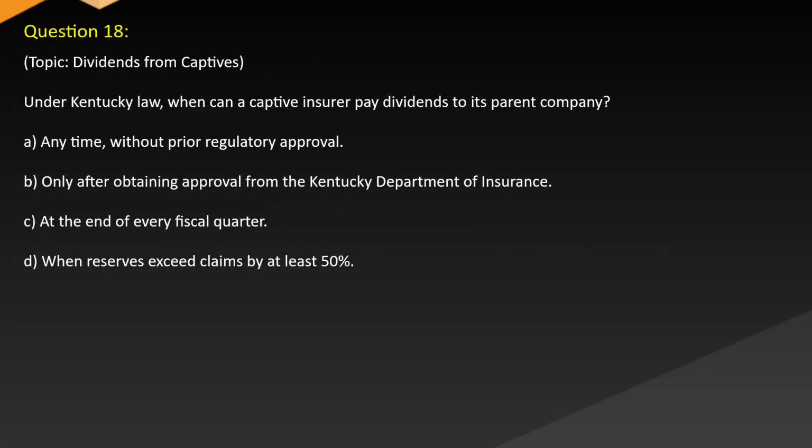Question 18. Topic: Dividends from captives. Under Kentucky law, when can a captive insurer pay dividends to its parent company? A. Any time without prior regulatory approval. B. Only after obtaining approval from the Kentucky Department of Insurance. C. At the end of every fiscal quarter. D. When reserves exceed claims by at least 50%.